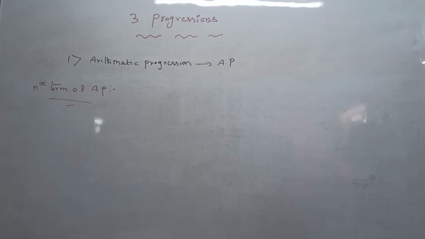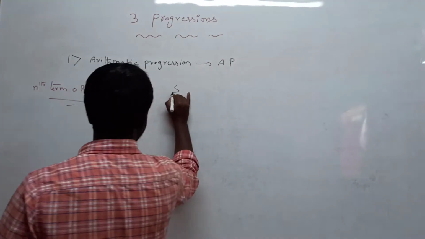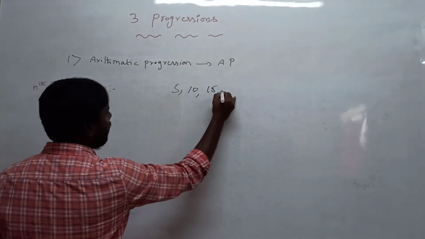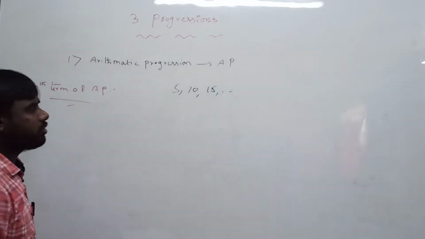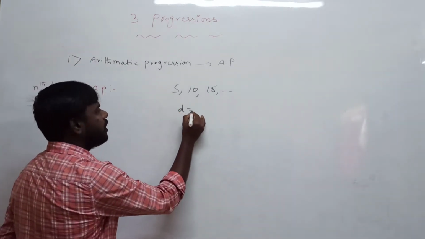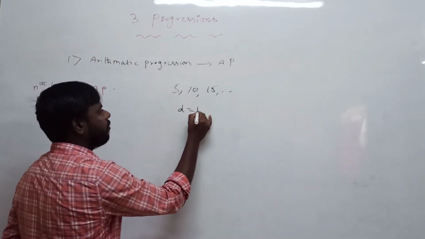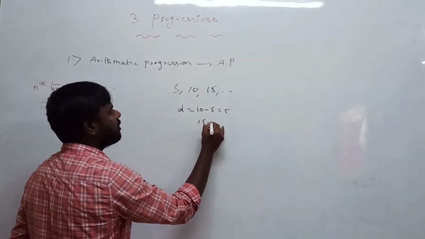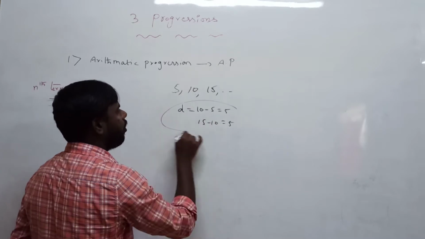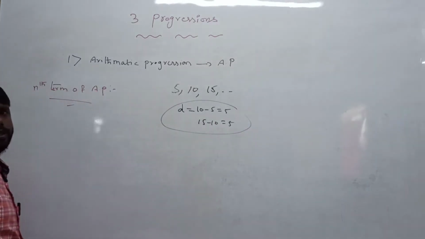Sometimes they ask for the definition of the common difference. It means the difference between any two terms is the same. What is the common difference here? d is equal to any term minus the term before it. 10 minus 5 is equal to 5. One more value: 15 minus 10 is equal to 5. That is called the common difference.